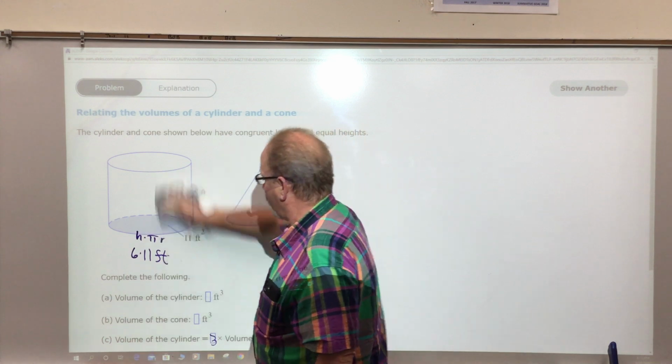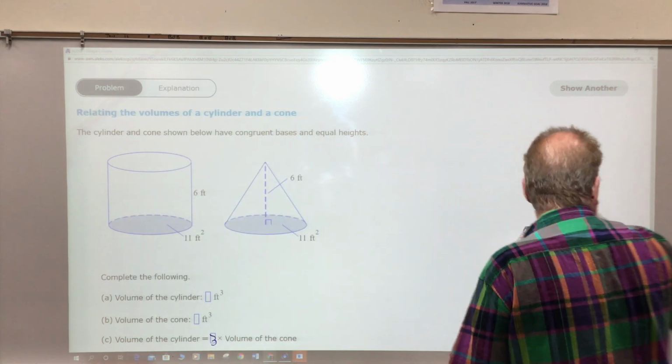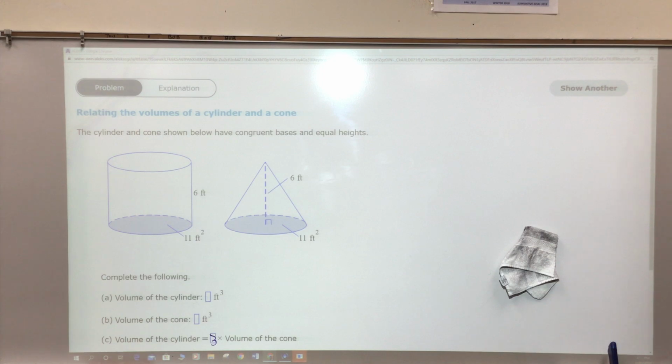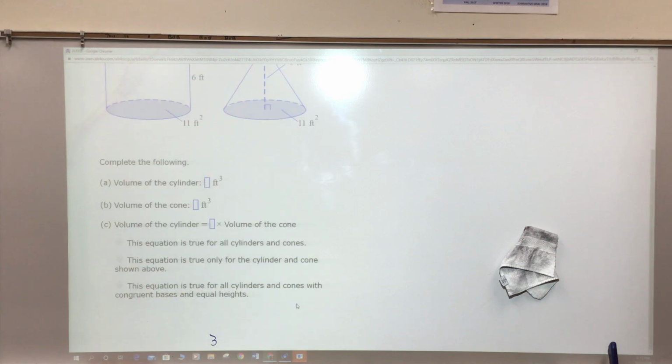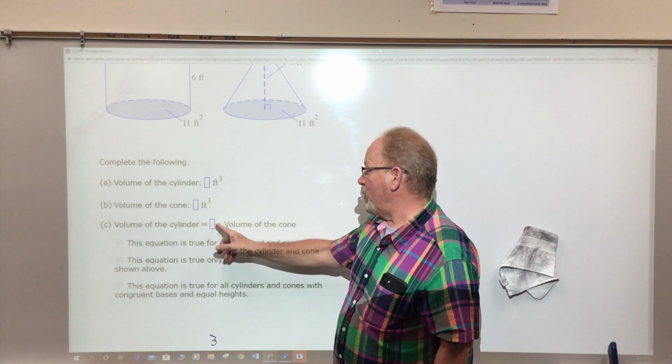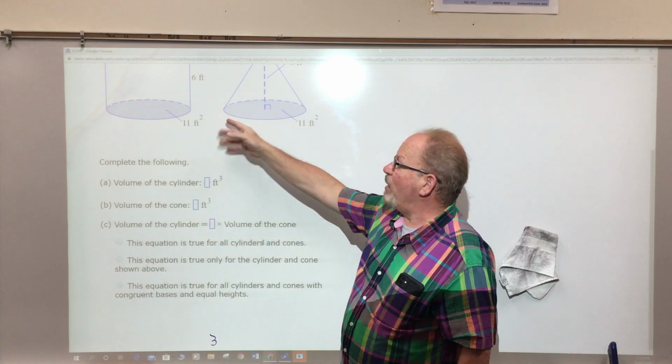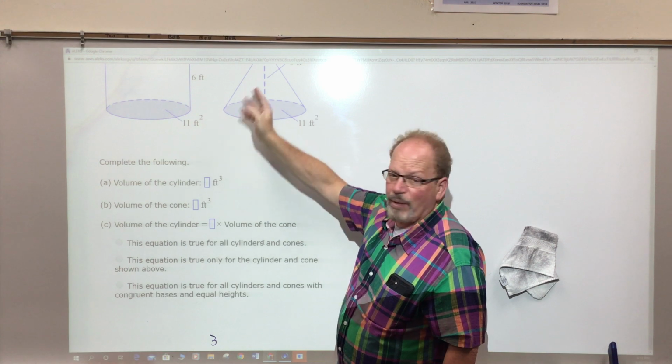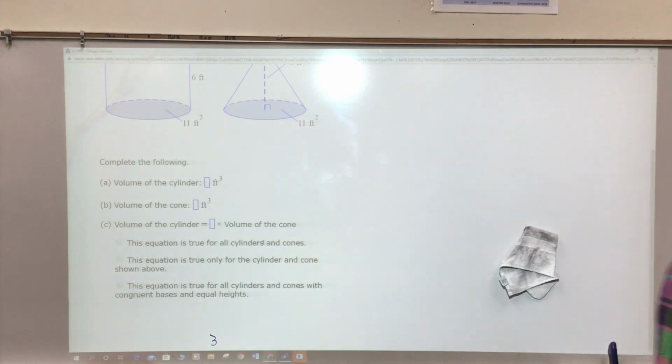66, 22, and 3. That question tripped up a lot of you on the quiz that you had. So we would do, oh, it's not going to let me answer. This equation is true for all cylinders and cones. Yes, absolutely it is. The volume of the cylinder always is going to equal 3 times the volume of the cone that has the same base and the same height. Okay?